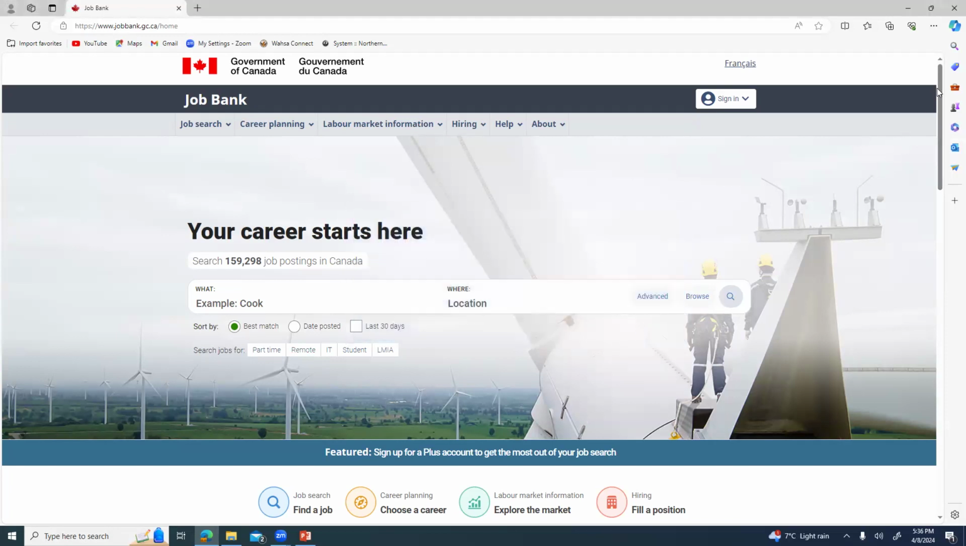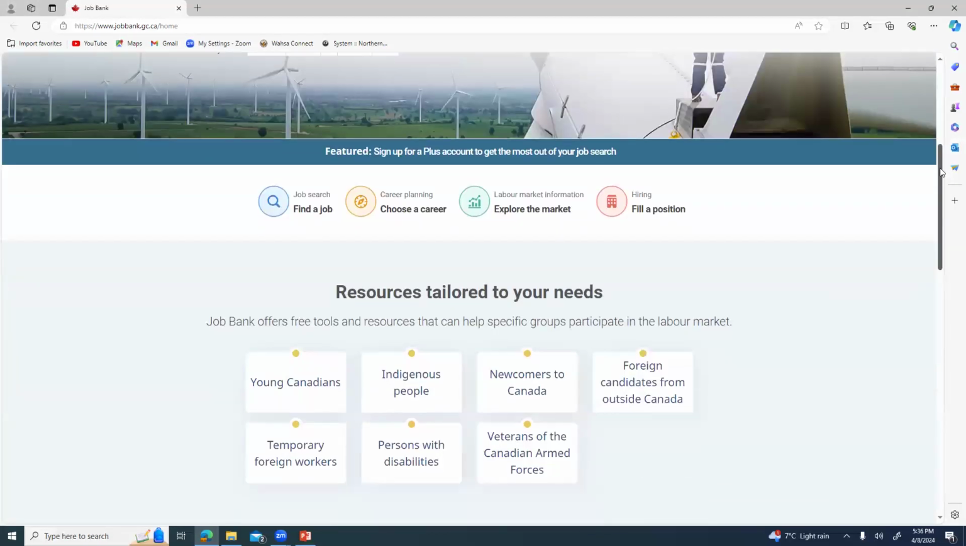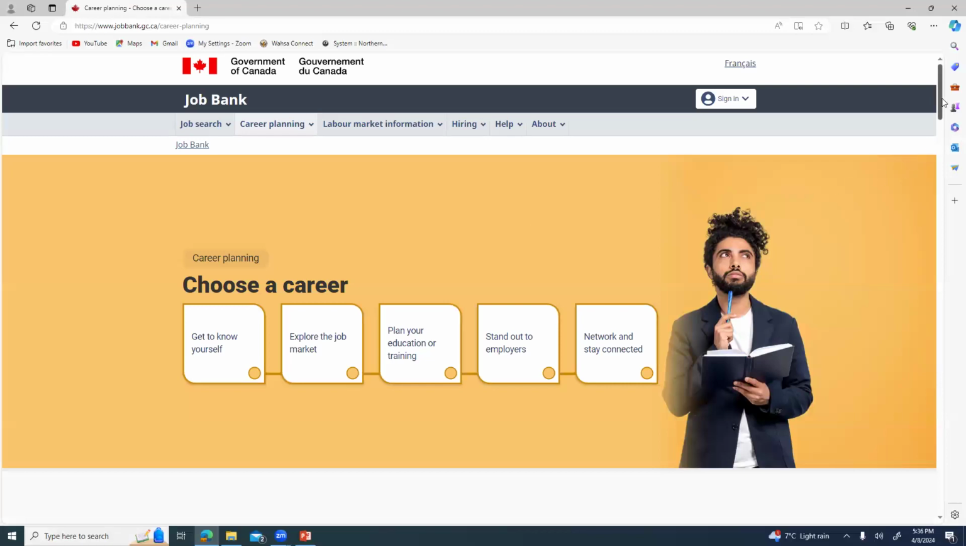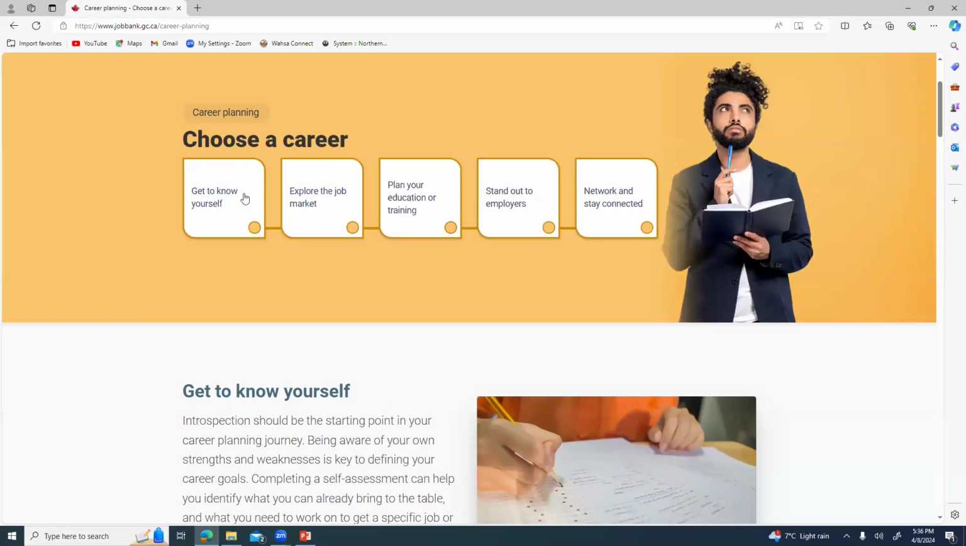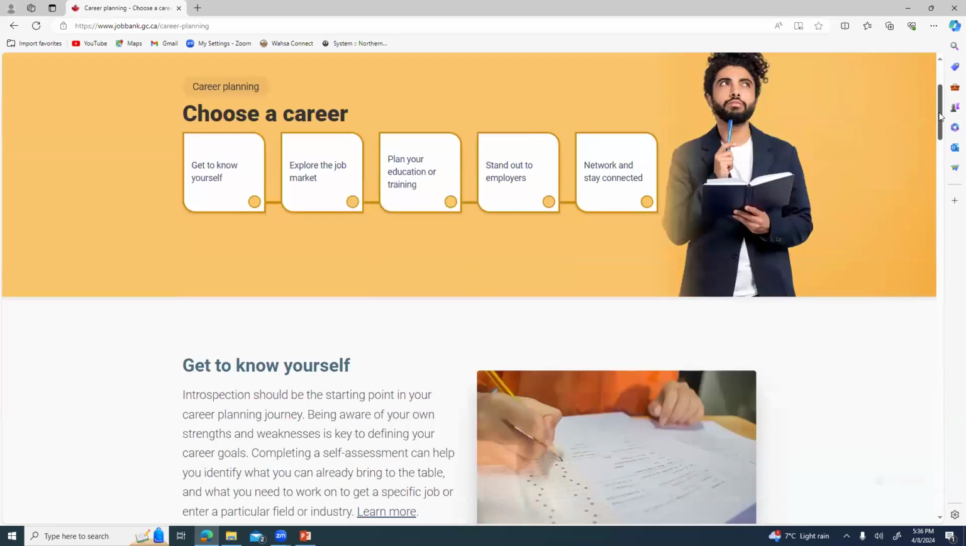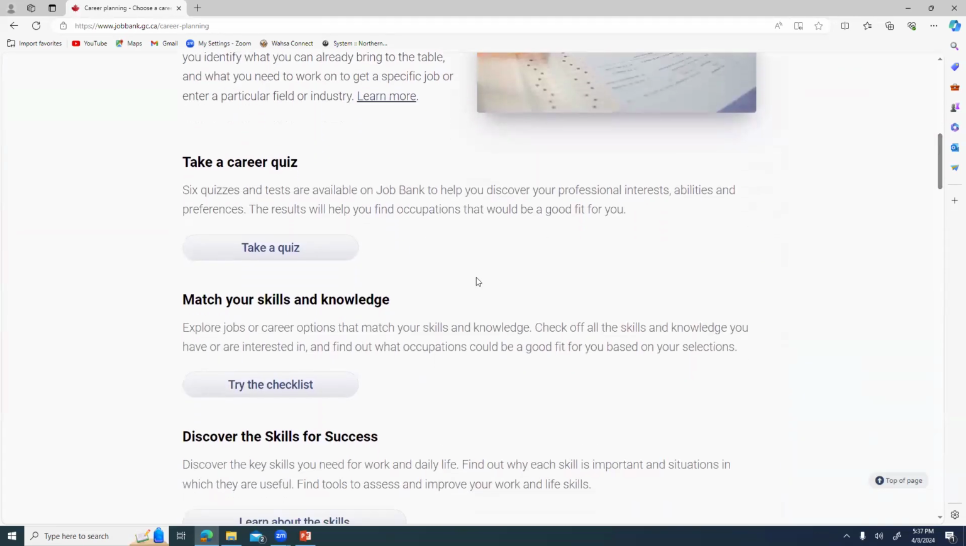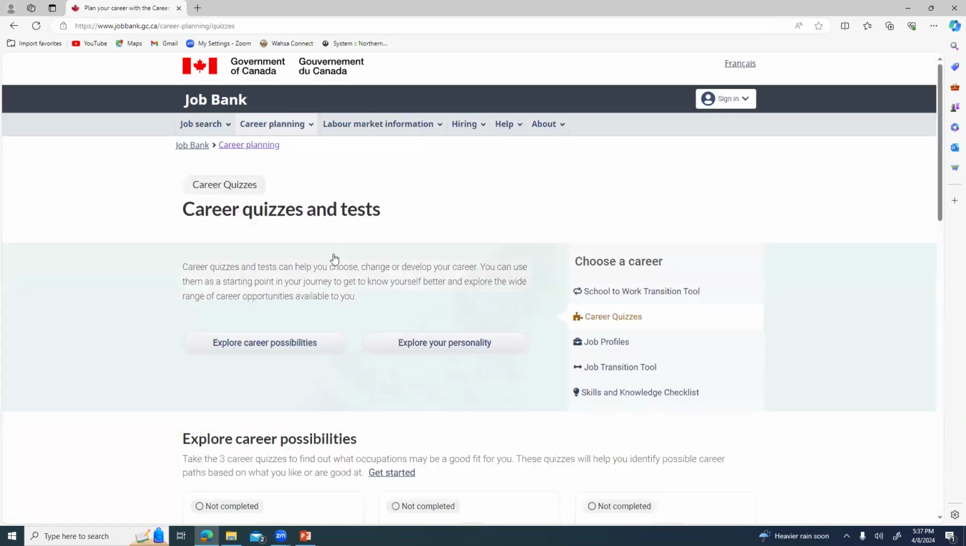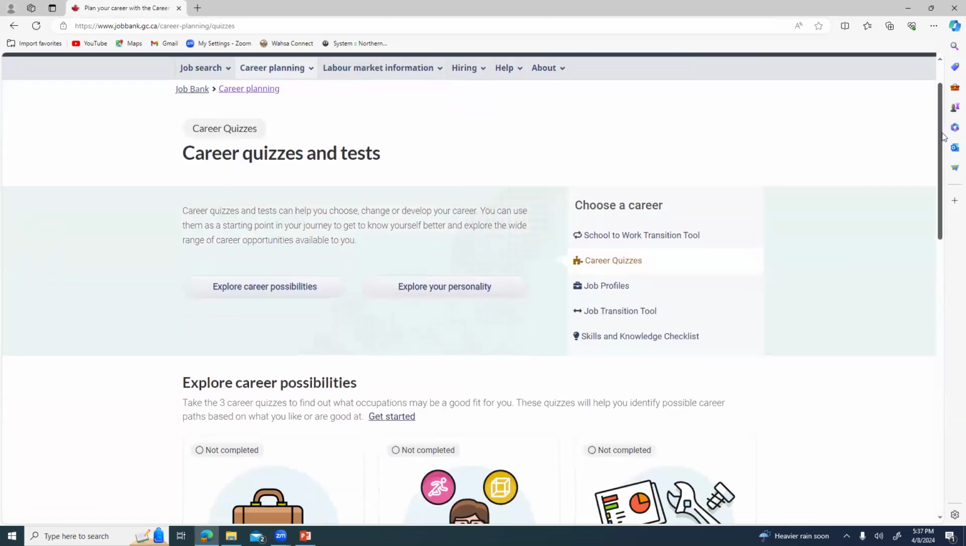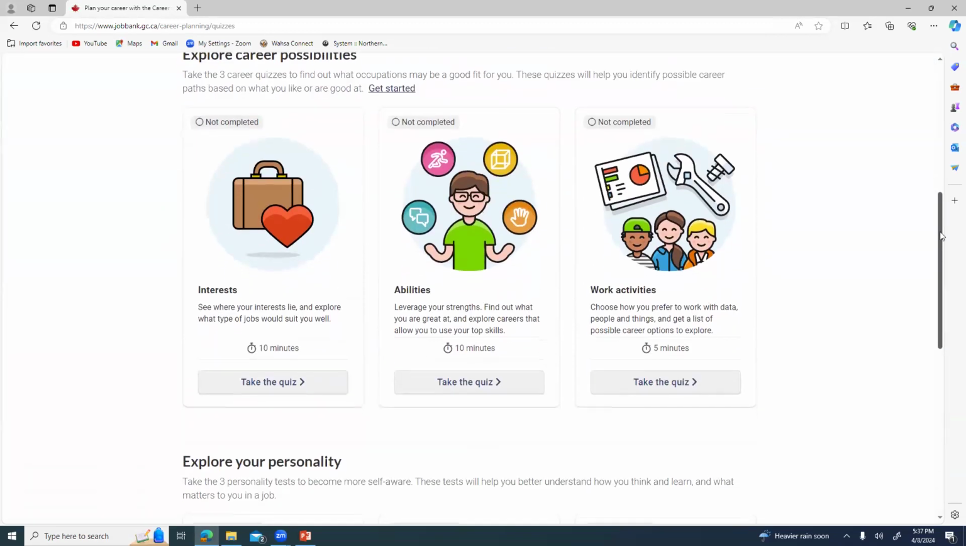Okay. So I'm not going to sign in, which means some things I won't have access to. Choose the career. And then here are some different things I could click on: get to know yourself, explore the job market, plan your education, stand out, network. Now, where is take the career quiz? Okay, and then if you go down a little bit, we get these.